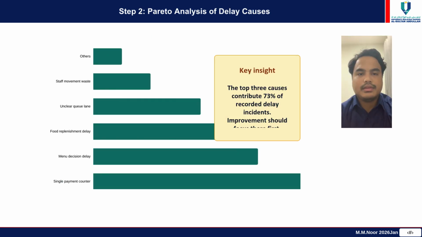Step 2. Pareto analysis of delay causes. The Pareto analysis shows the most frequent causes of delay. The top causes are single payment counter, menu decision delay, and food replenishment delay. These causes contribute most of the recorded delayed incidents. Therefore, improvement should focus on these major causes first because they have the biggest effect on the waiting time.